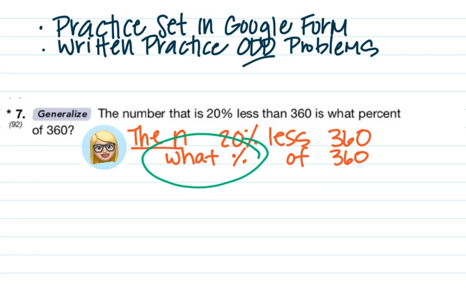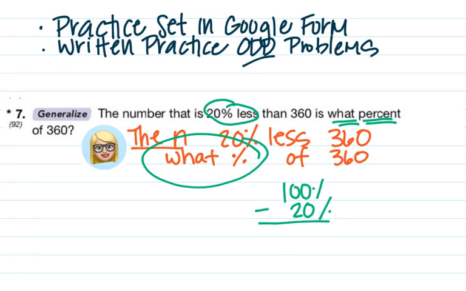What percent? That's why it's important that we write our information given and what we're asked to find. So they're asking, what percent of 360 is 20% less than? Well, all we have to do is 100% minus 20% equals 80%, because we're always going to start with 100%. So that's our answer. Our answer is 80%.